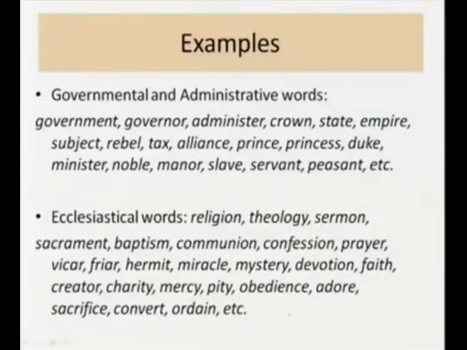For instance, we found that there were governmental and administrative words like government itself, governor, administrator, then crown, princess, things indicating class, for instance, servant, peasant, slave, noble, etc. Also very important were ecclesiastical words like religion, theology, sermon, mystery, devotion, miracle, hermit. These are some of the words we find which became part and parcel of the English language following the Norman conquest in the time of what we now call Middle English.